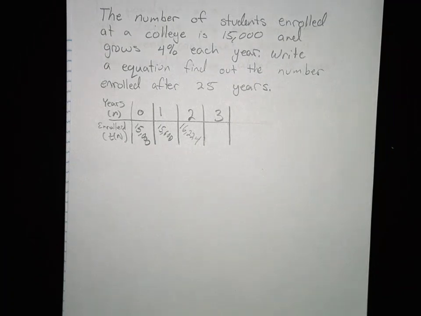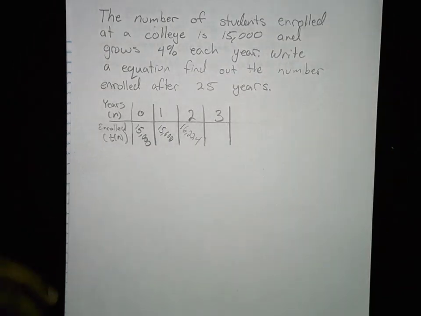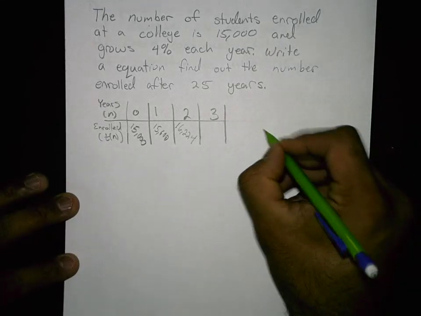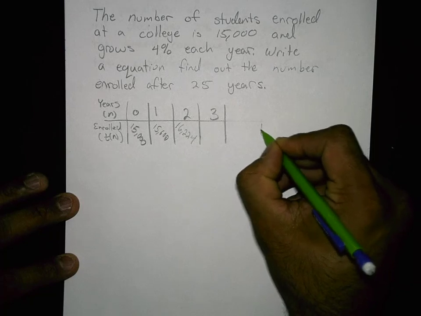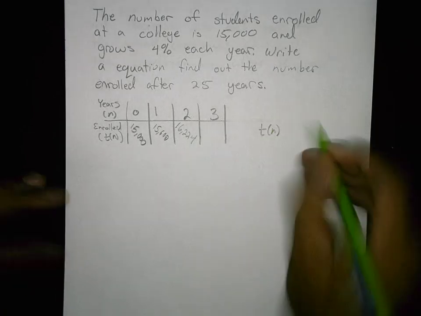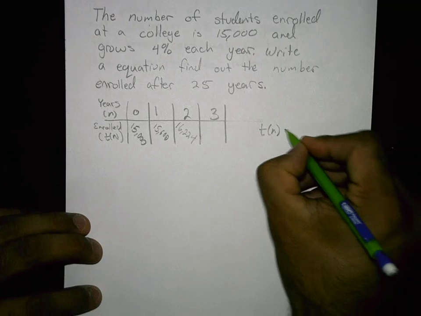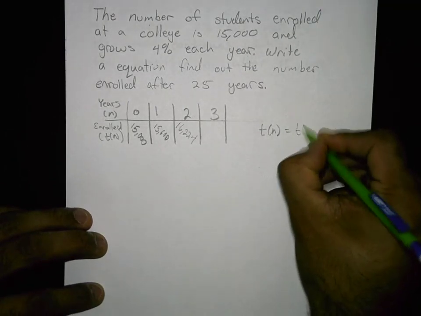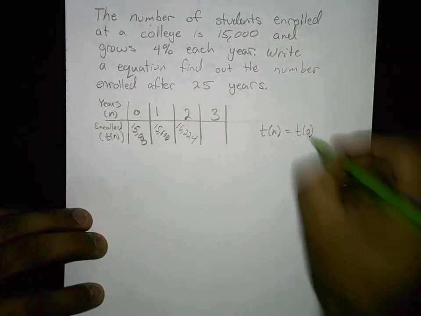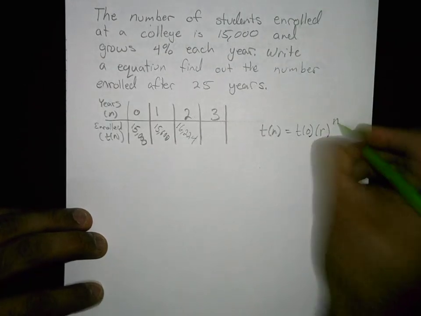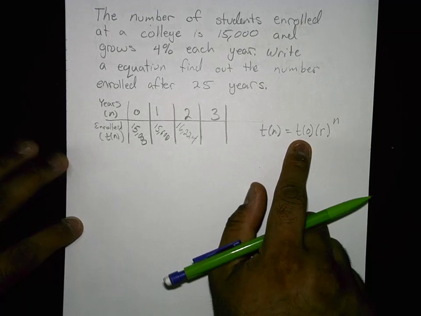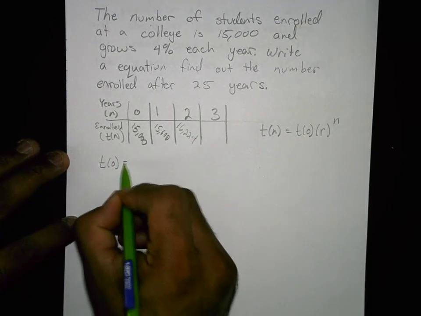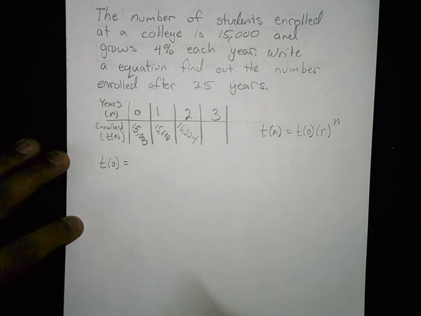So now what we're going to go ahead and do is, let's make our equation. So this is an exponential equation. We'll use T of n or f of x, whatever you want to say, but it's going to be the 0 term times the common ratio to the n. The 0 term is what we start with, so we know that. So T of 0 is 15,000.